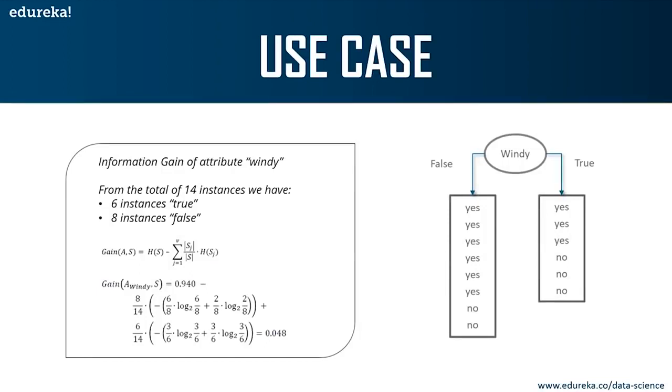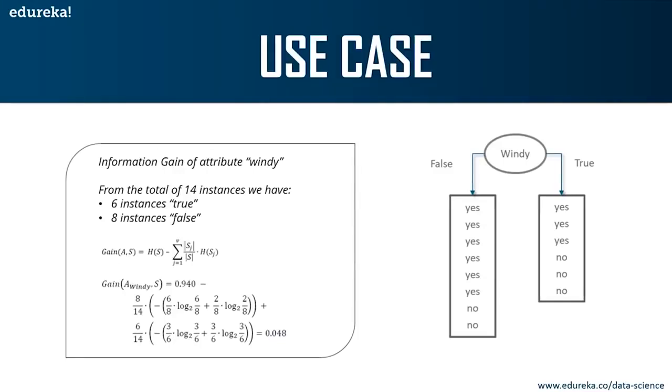All right. So the information gain for attribute windy, we'll calculate that first. Here we have 6 instances of true and 8 instances of false. So when you substitute all the values in the formula, you'll get a value of 0.048. Now this is a very low value for information gain. So the information that you're going to get from the windy attribute is pretty low.